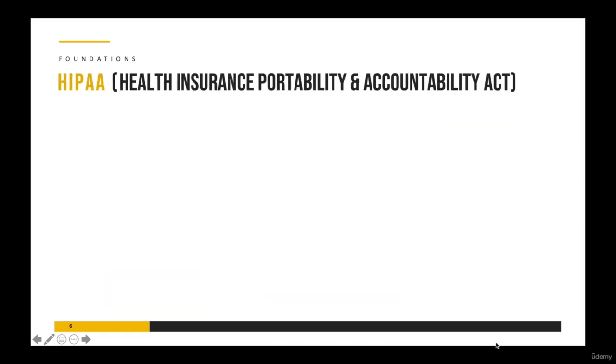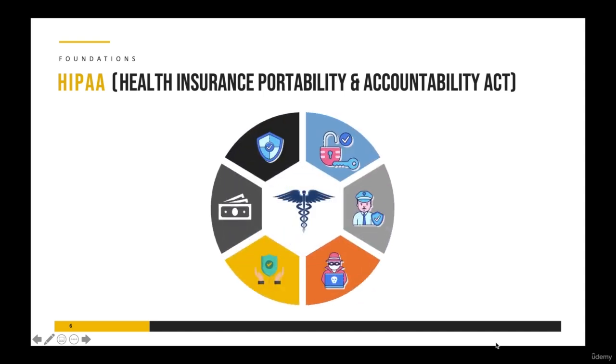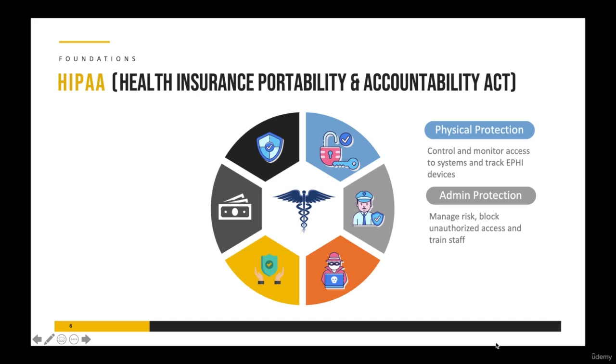So next is HIPAA, Health Insurance Portability and Accountability Act. And here are the salient features of HIPAA. So the first one is physical protection. Companies must control and monitor access to systems and track electronic personal health information devices. Second one is admin protection. Companies must manage risk. They must block unauthorized access and train staff in order to do so.